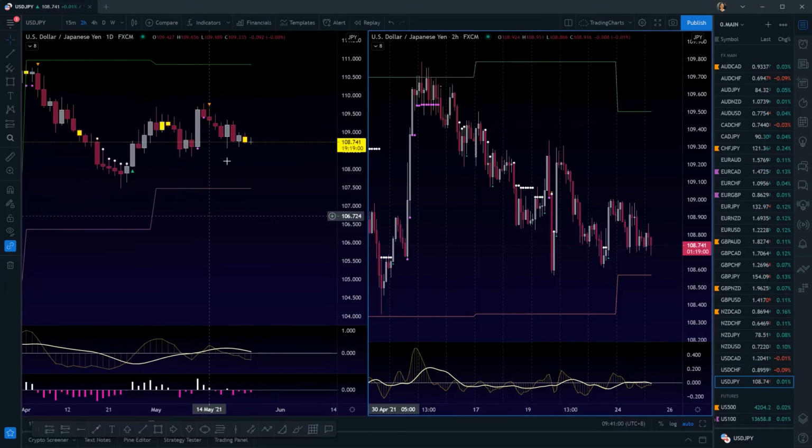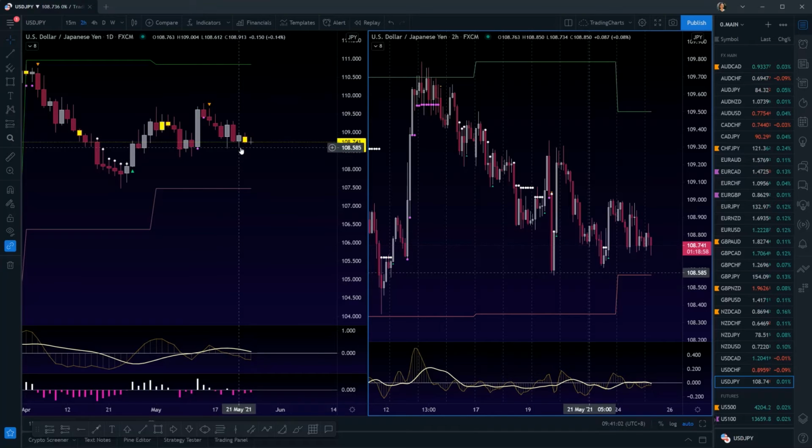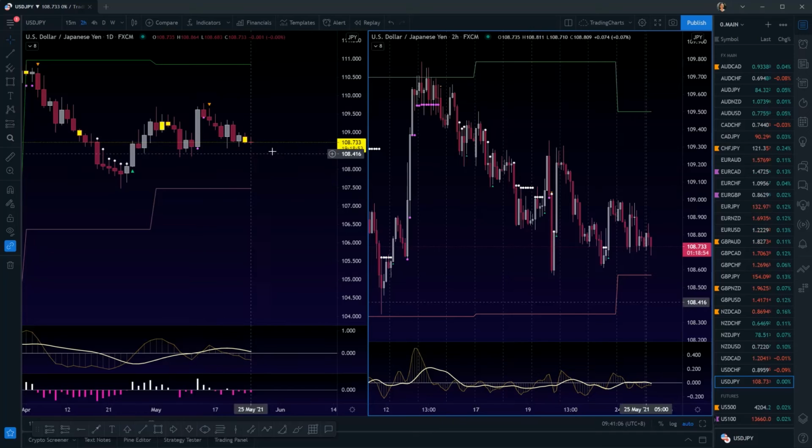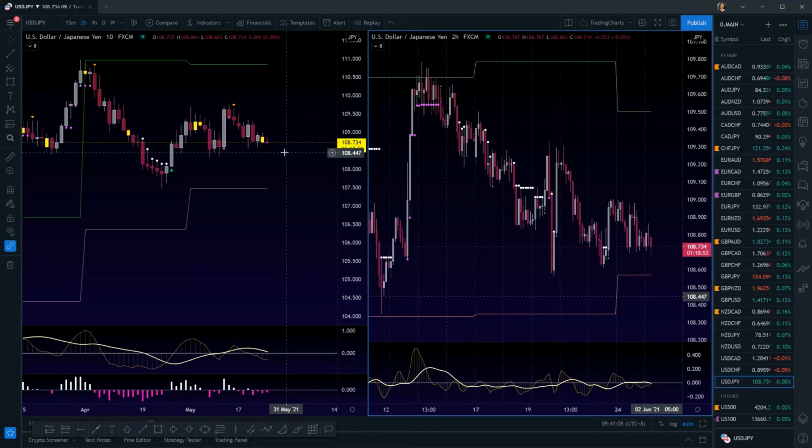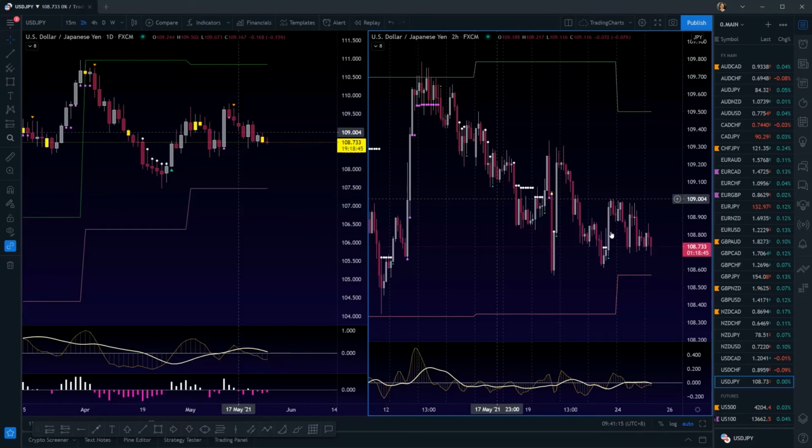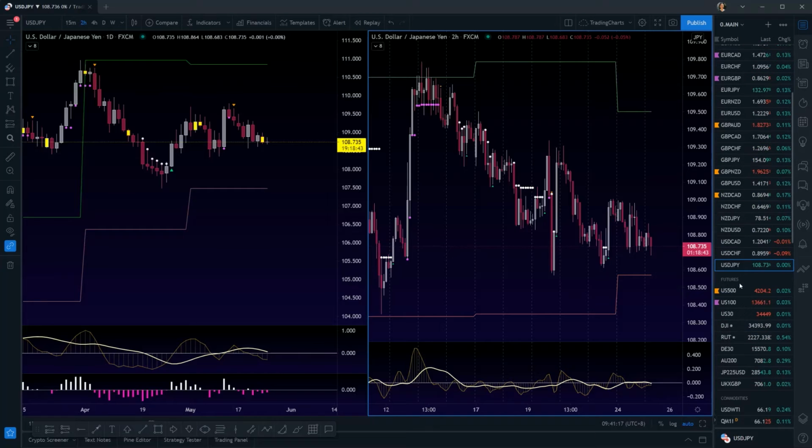US dollar yen, narrow range, but no trade that I would like to trade on this. So that's so much for FX pairs. We do have a few nice, decent setups.